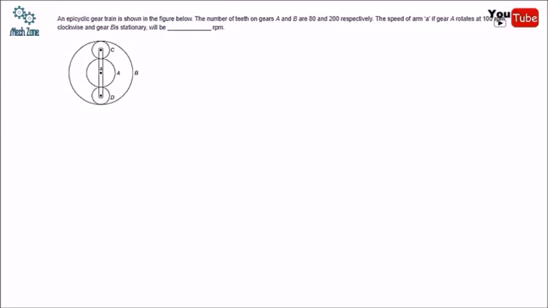Okay, now let us attempt the next question, and in this question also we have a question from the gear systems, planetary gear system. Now in this we have been given an epicyclic gear train shown in the figure below. The number of teeth on gears A and B: teeth on A is given as 80, teeth on B is given as 200.